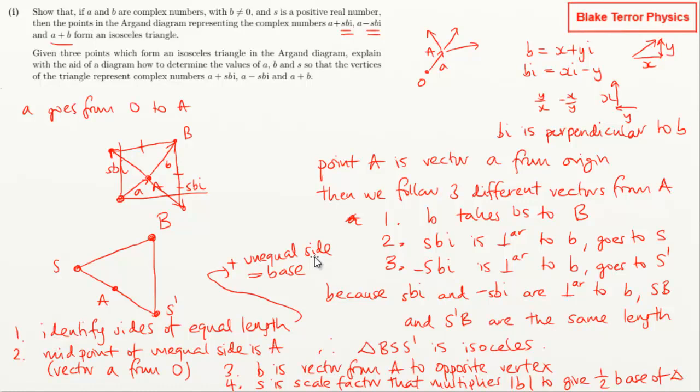fiddly sort of opener, but not really much to do with complex numbers particularly. I mean, I suppose there is the bit of seeing that SBI is perpendicular to B, but that aside, we're just doing vectors here in order to describe what we need in order to get an isosceles triangle. So, but still, nice start.